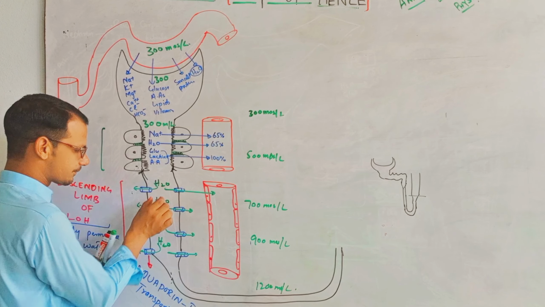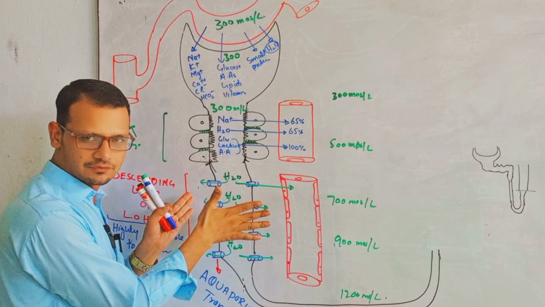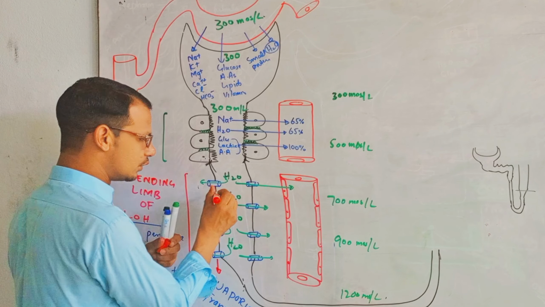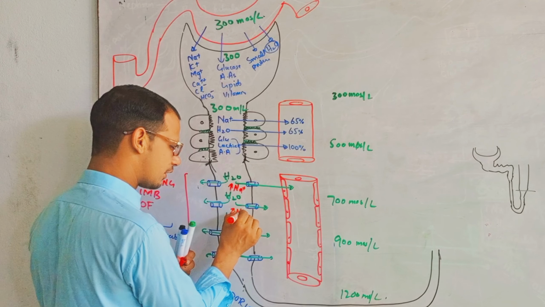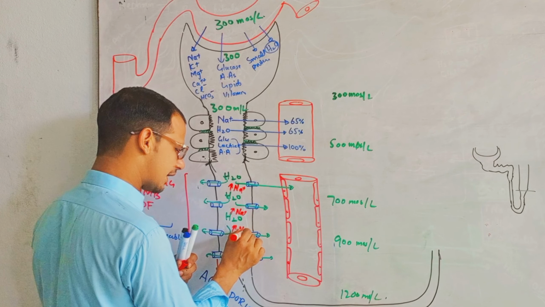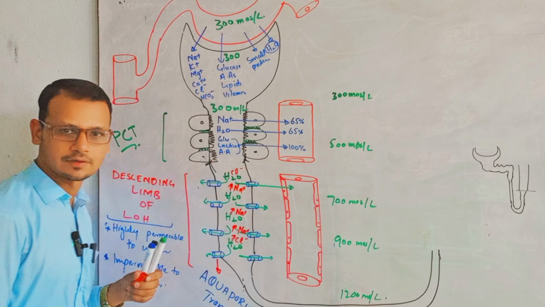Here, water is leaving the lumen of the tubule. It means that the solute concentration here is increasing because solutes are not leaving the lumen.